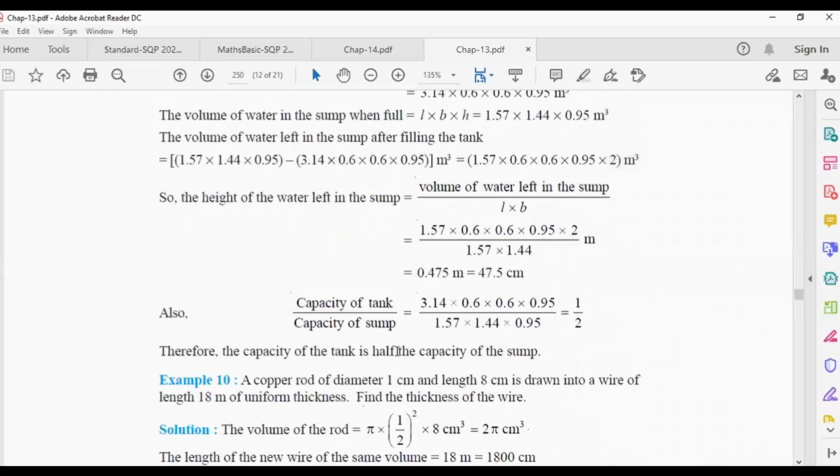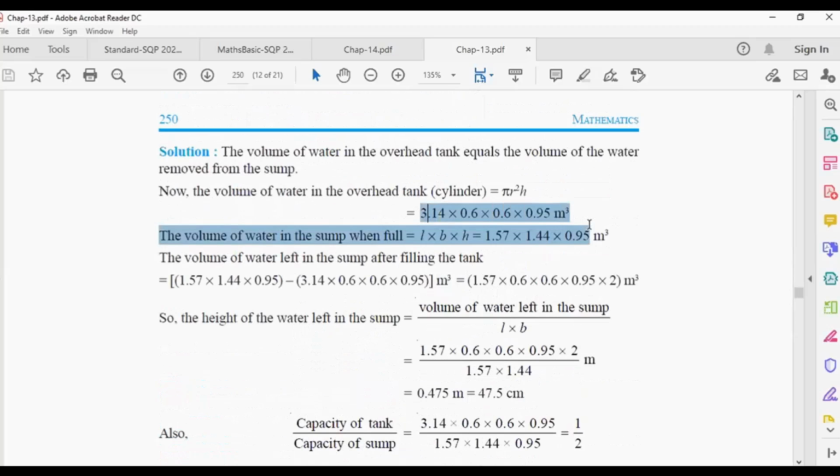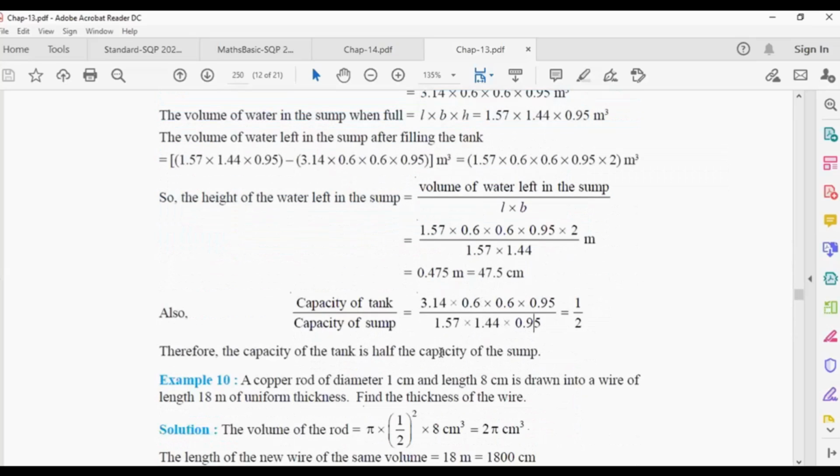Okay, so it is also asked to compare the capacities of these two tanks, this cuboid and the cylinder. Suppose we take the capacity of the tank, the cylinder, by the capacity of the sump. So these two values we can substitute. So some numbers will be cancelled, 0.95 will be cancelled, and 1.57 in 3.14 two times will go. The other numbers you divide, finally you will get 1 by 2. That is half the volume.